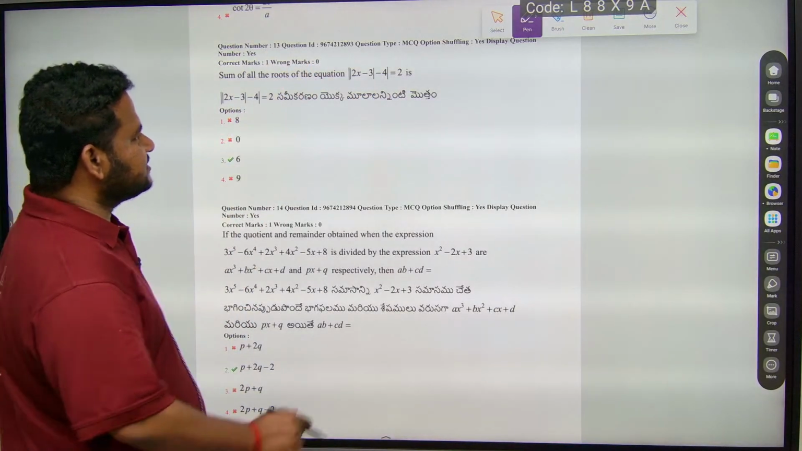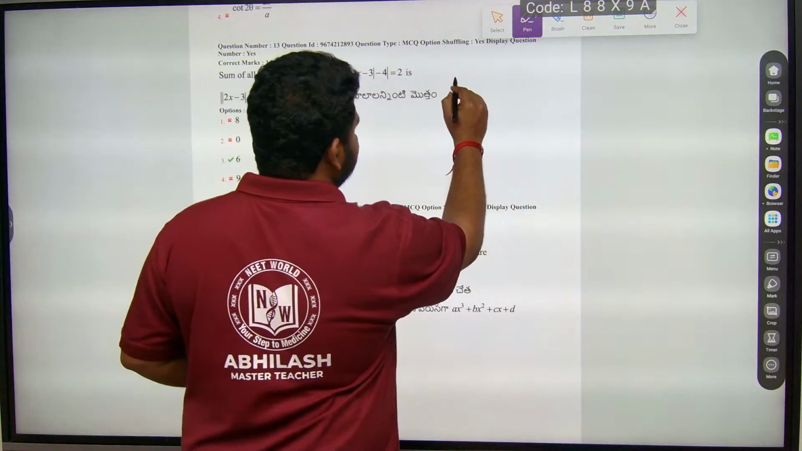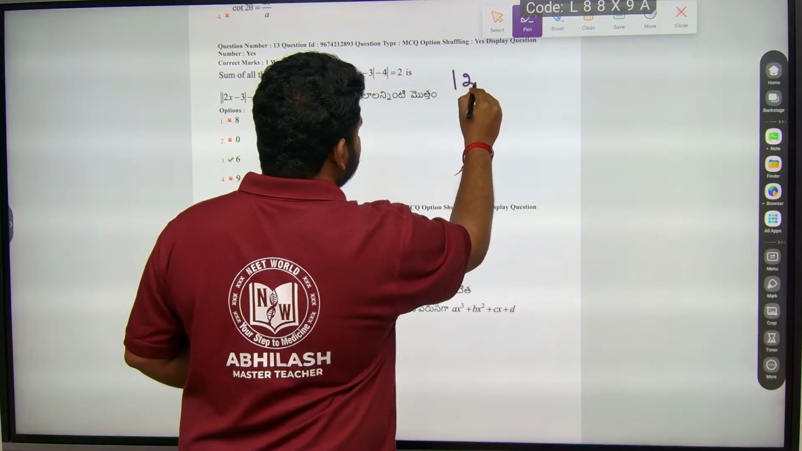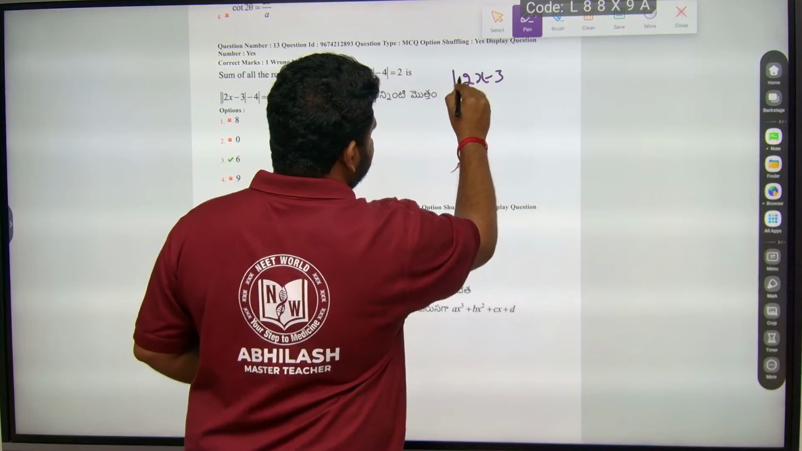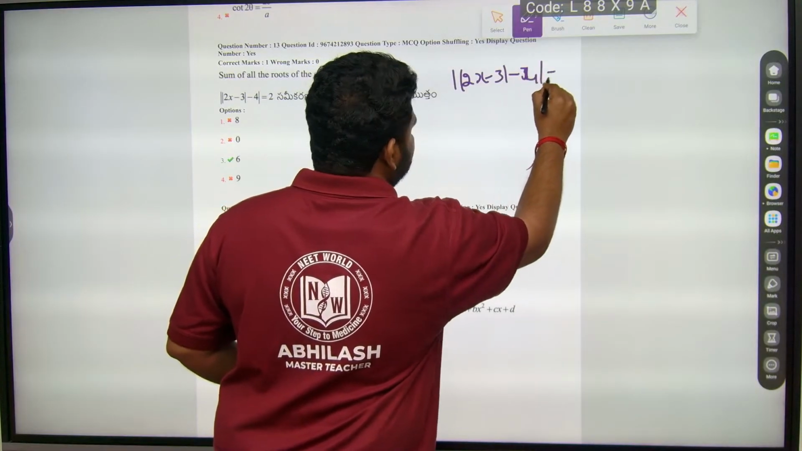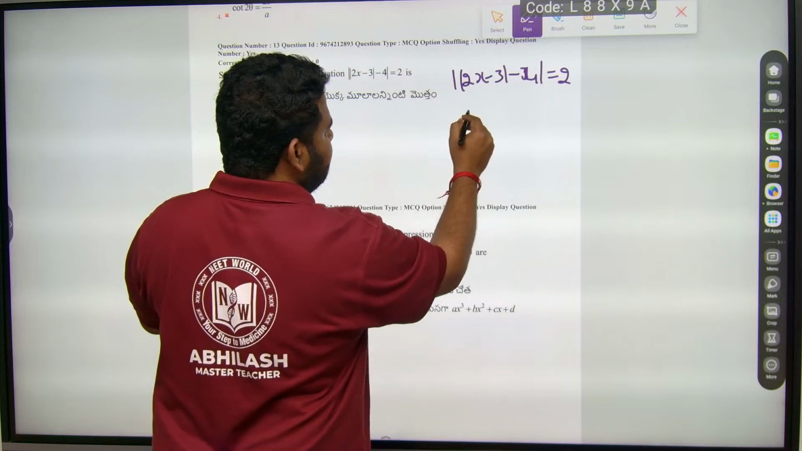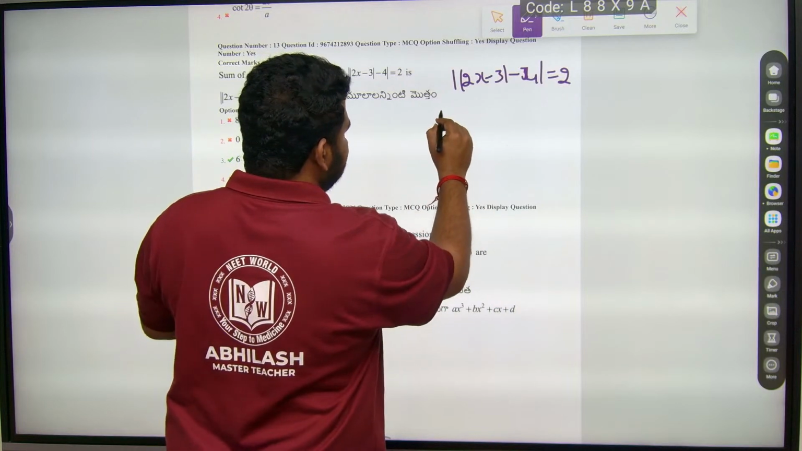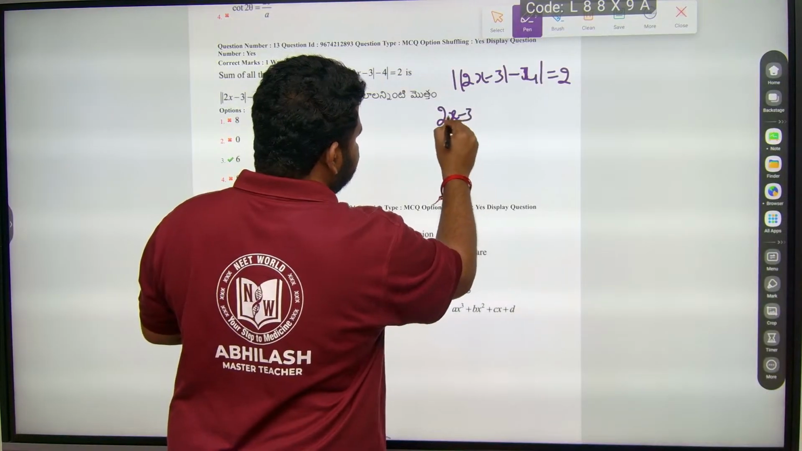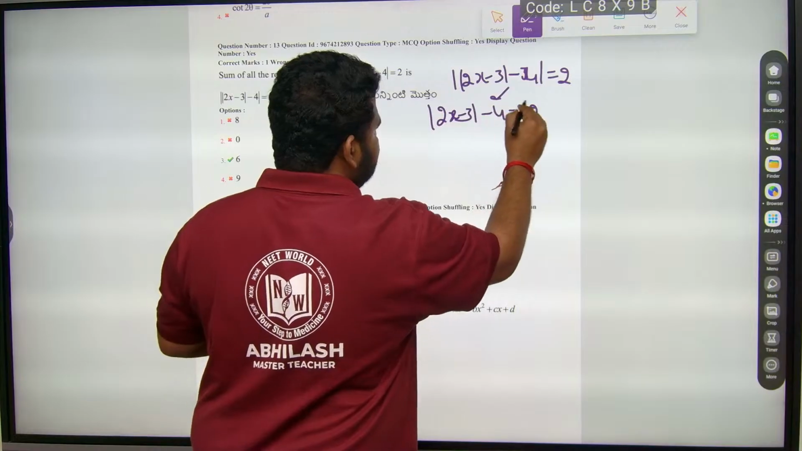Since modulus is given, let us solve this. The equation is modulus of (modulus of 2x minus 3, minus 4) equal to 2. If I remove the outer modulus, I will get two cases. One case is modulus of 2x minus 3, minus 4, is equal to 2.